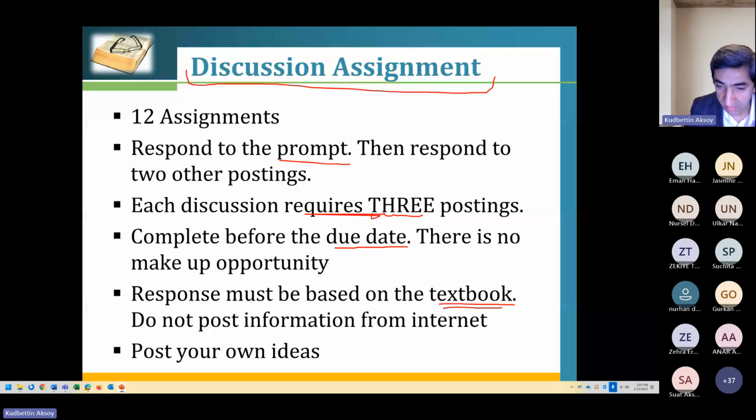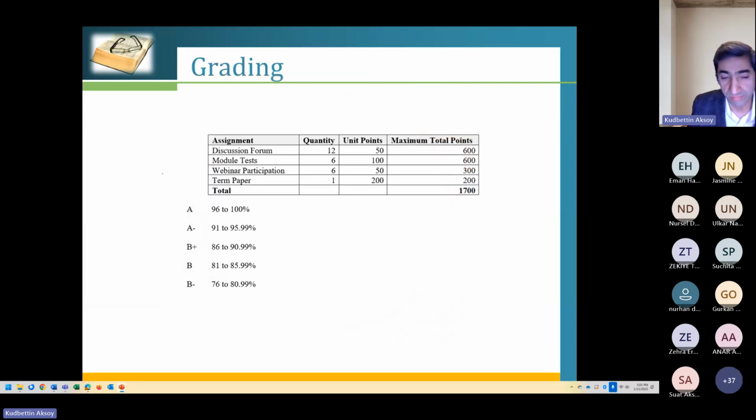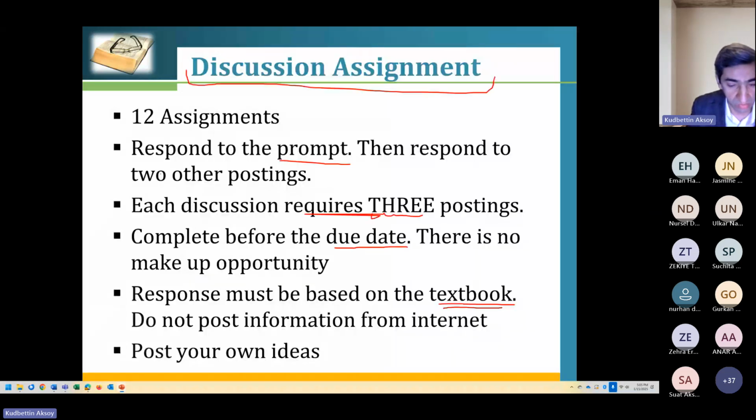The textbook is very good. It's very useful, and it's more than enough. There's a lot of information in it, and the questions in the discussion assignments are not rocket science. They are pretty easy, usually at a low level of Bloom's taxonomy.